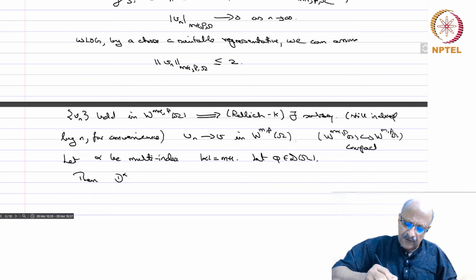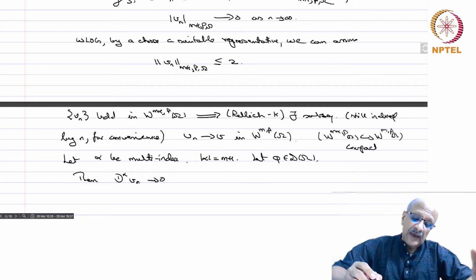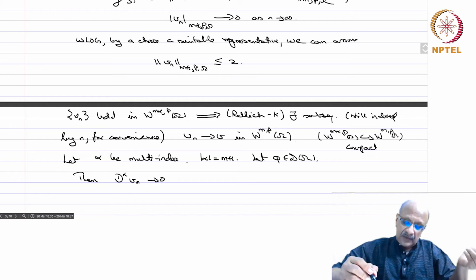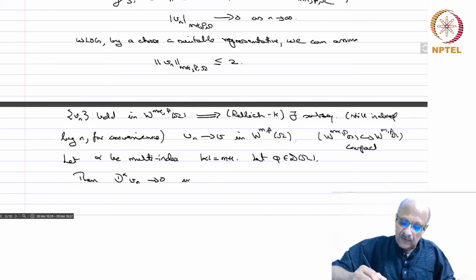Then d alpha Vn goes to 0, because that we know. Because Vn in W m plus 1, p, omega goes to 0, that means for all the m plus 1th order derivatives, they have to go to 0 in Lp of omega.